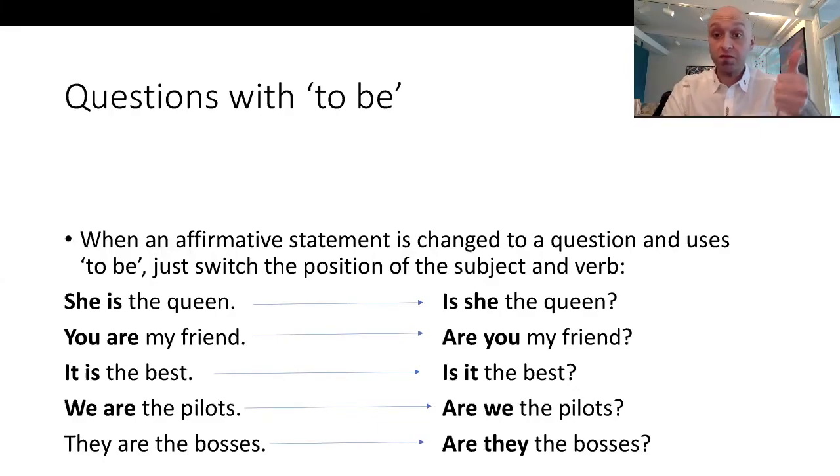She is the queen. Is she the queen? You're my friend. Are you my friend? It is the best. Is it the best? We are the pilots. Are we the pilots? They are the bosses. Are they the bosses? So when questions use to be, all we have to do is flip the subject and verb to change it into a question.